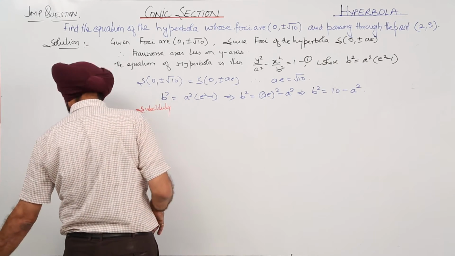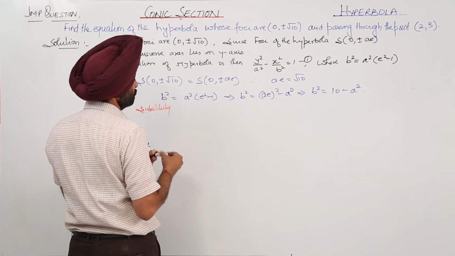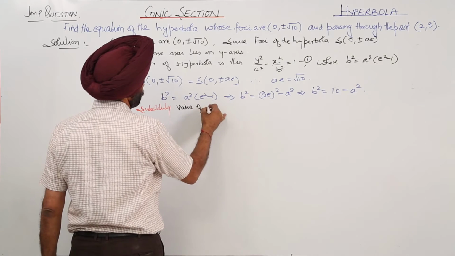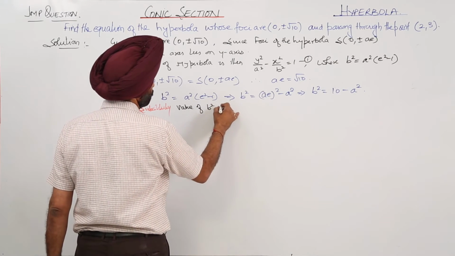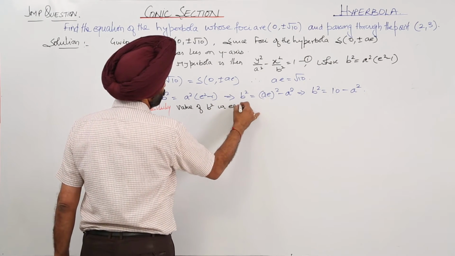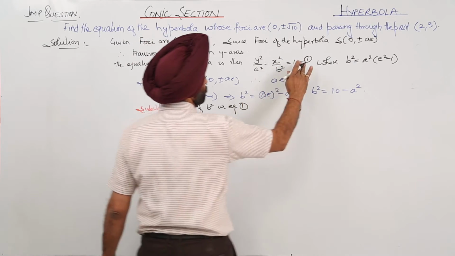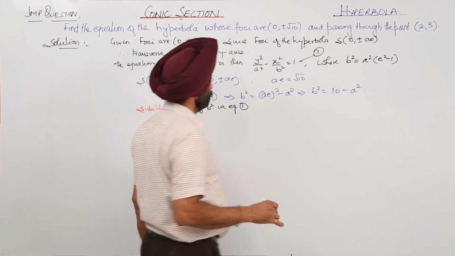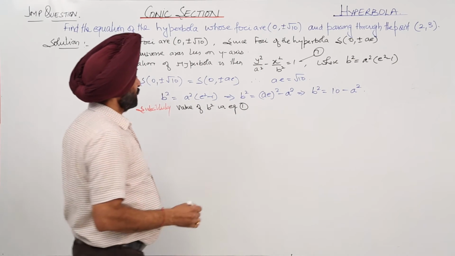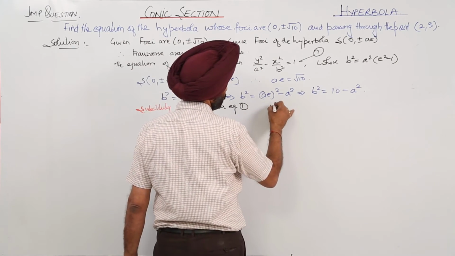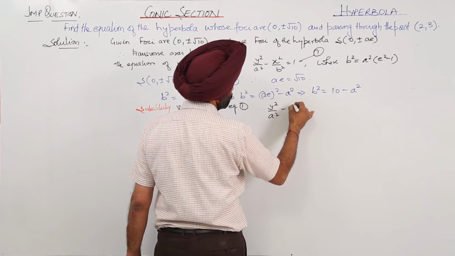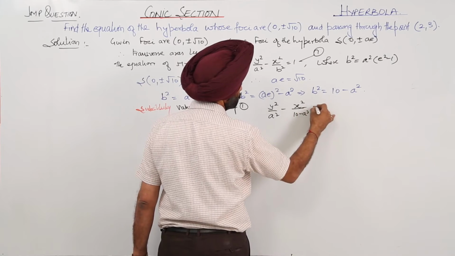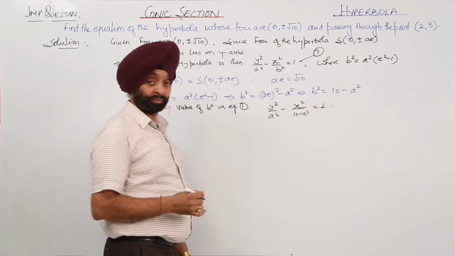Now substituting the value of b² in equation 1. This is equation number 1. Now what we are getting? y²/a² − x²/(10 − a²) = 1.